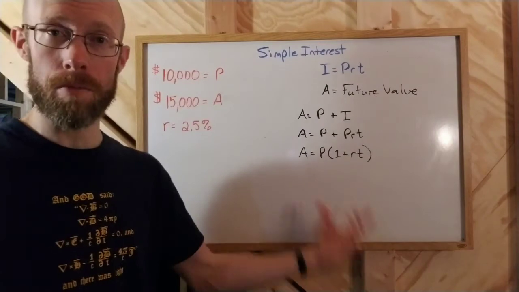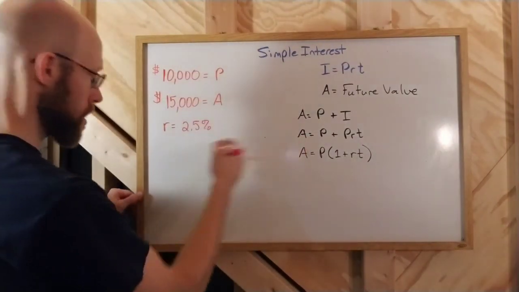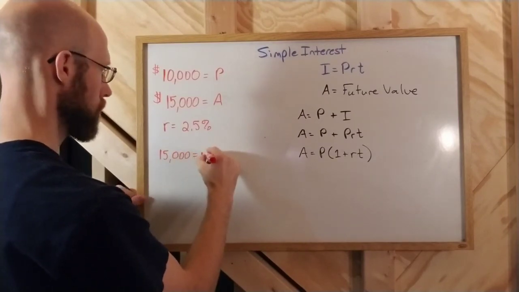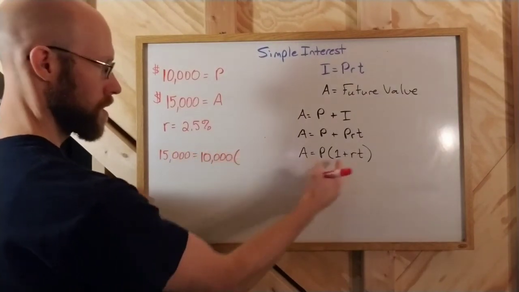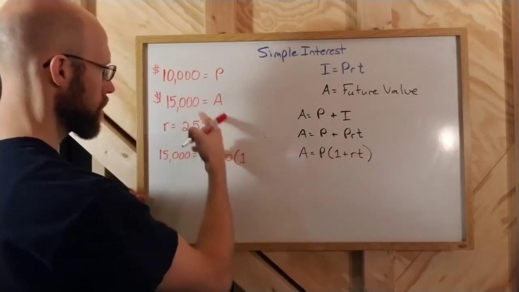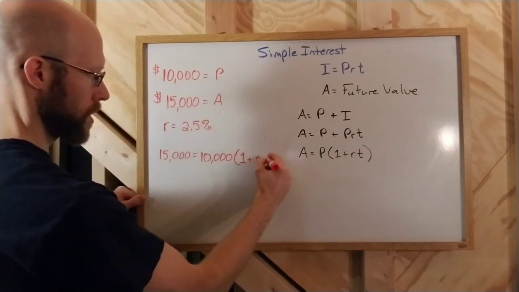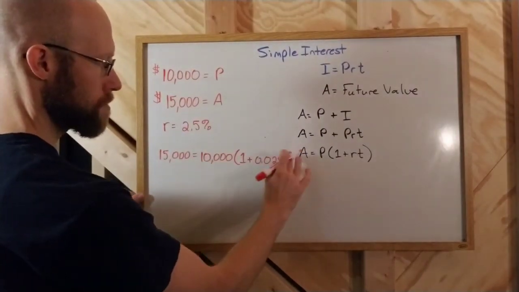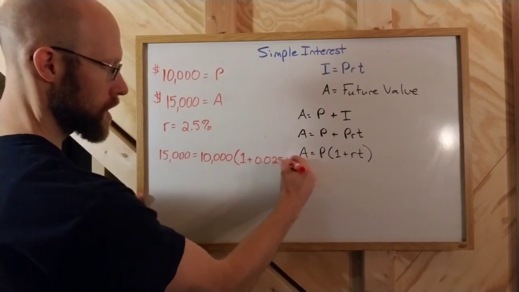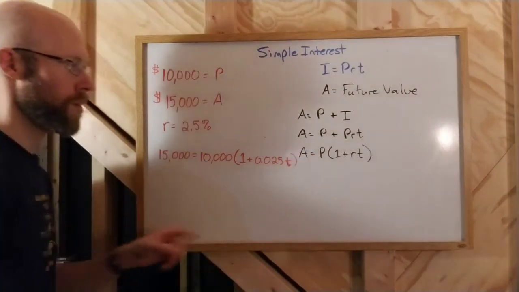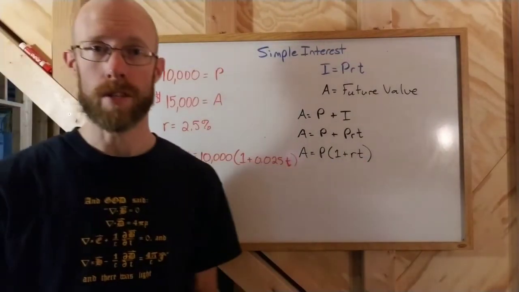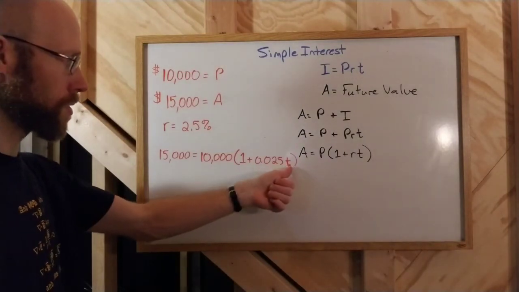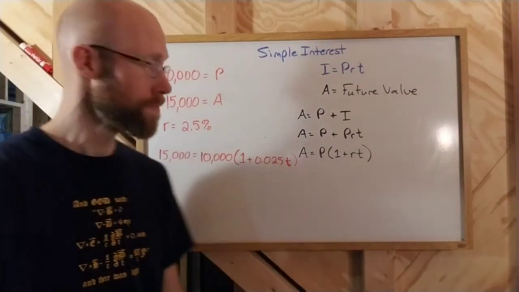Well, you can use this formula. You plug in: the A is 15,000. The P is 10,000. The 1 stays. The R is 0.025. Of course, move the decimal twice to the left. And the time is unknown. We just leave a T in there. Okay? Whatever the unknown value is just gets left as a variable. And so in this situation, you want to solve for T. Well, that's a little bit harder to do, but it's still doable.